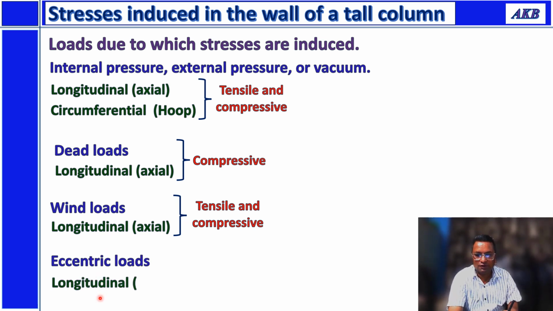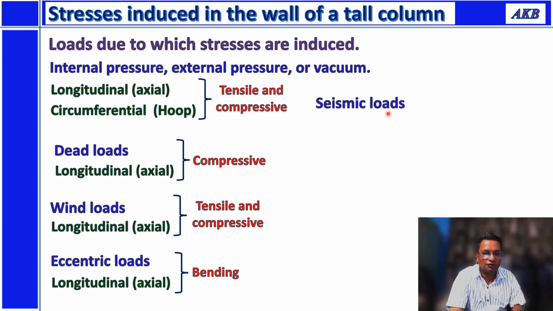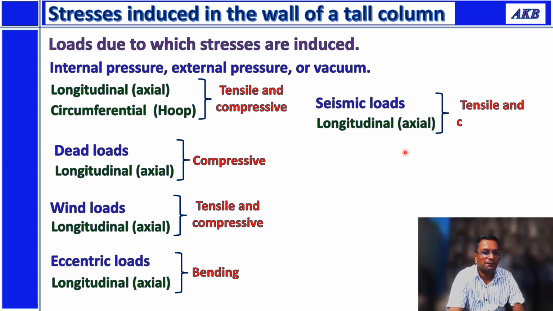Eccentric loads will induce longitudinal or axial stresses in the shell wall, and these will be bending stresses. And under the influence of seismic loads, the longitudinal stresses will be induced in the wall, and these will be tensile and compressive. So these are various loads that will act upon a typical tall column and cause stresses in the wall of that column.